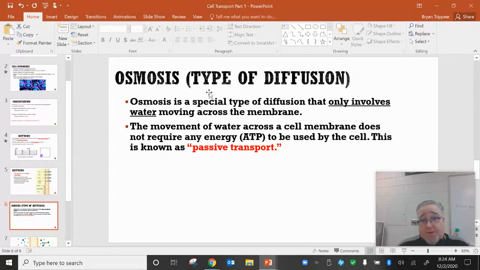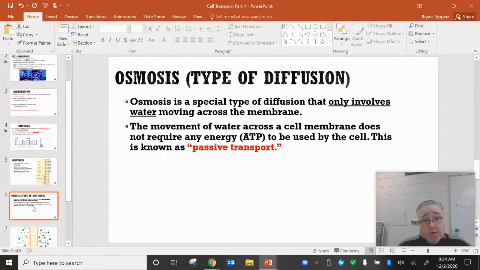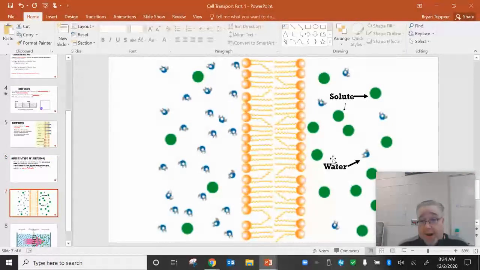And then finally, I talked about the term osmosis, which is a specific type of diffusion, which allows water, specifically water, to move back and forth across the membrane from high concentration to low concentration. So, for example, in this animation that I showed you the other day, we can see here's our membrane, and we can see that there's a lot more water on the left than there is on the right. So that means that the concentration of water is higher on the left compared to the right.